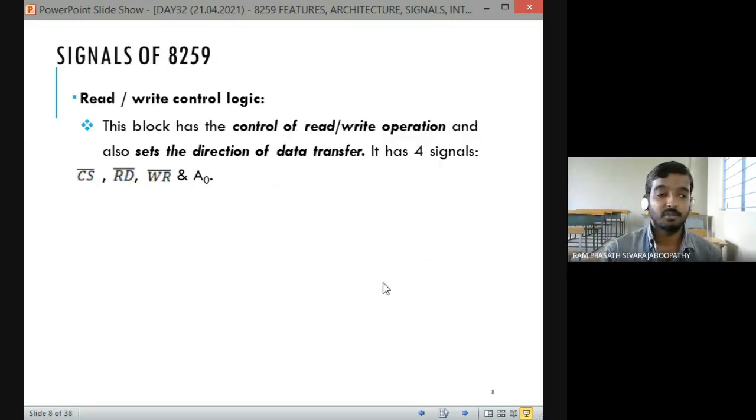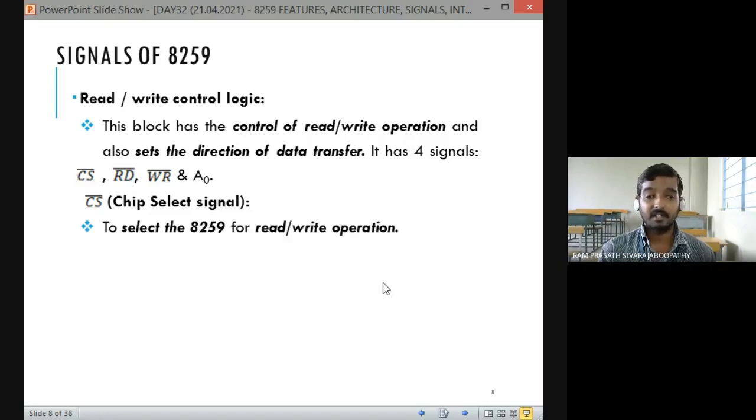Next, read write control logic. Which signals? CS bar, RD bar, WR bar, and A0. Fine. So this block holds the read write control operations. Okay. So CS bar, chip select signal. If this pin is pulled low, this 8259 will get selected for read or write operation. So this particular signal is used to select the 8259.